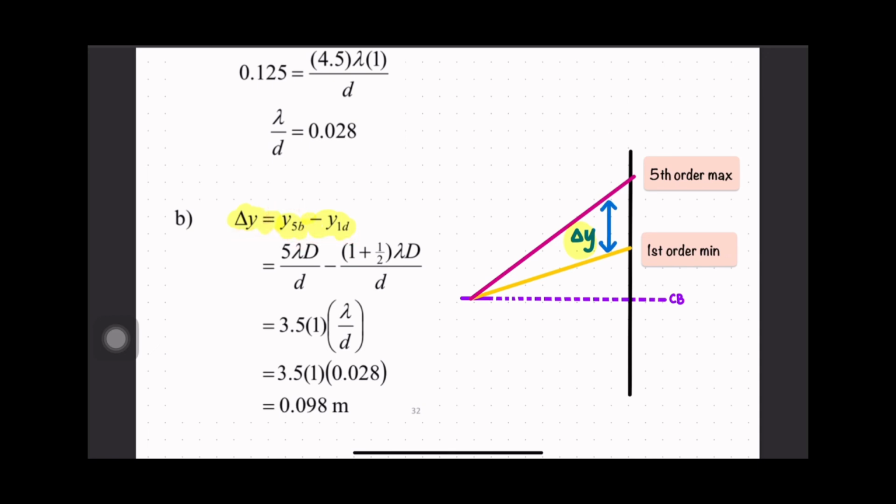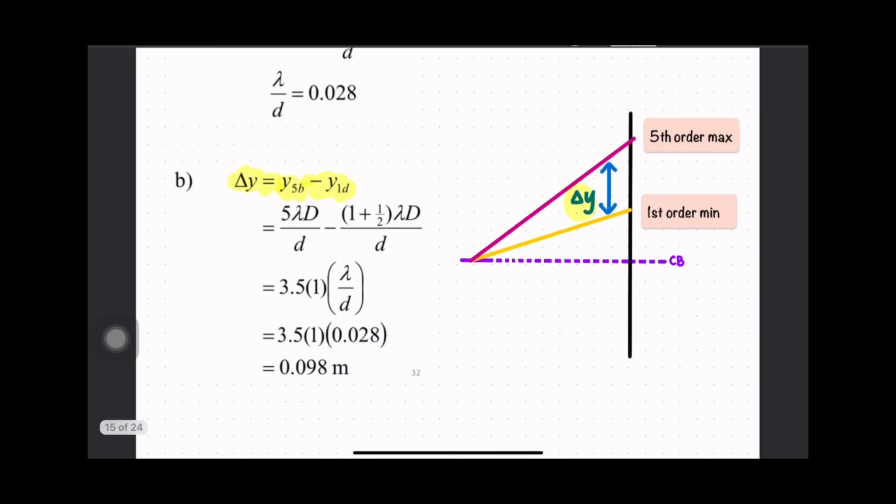Y5B minus Y1D. Kenapa saya tulis B dengan D? Sebab saya nak tahu formula apa yang saya guna. Okay, so 5 ni adalah order lah. 1 ni adalah order untuk minimum. And then substitute the value. So we get yang ni, okay, you masukkan 3.5 is the distance between 5 lambda dengan 1.5 lambda. So lambda tak tahu nilai, tapi lambda over d kita dah cari dekat atas. You just substitute here. So we get 0.098 meter.